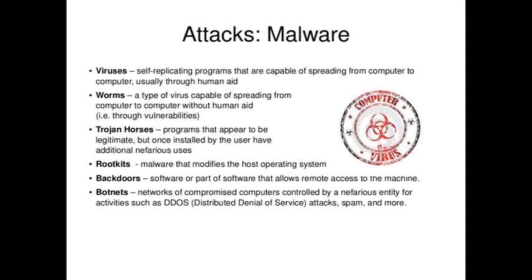When I say human aid, I mean usually this requires, say, me to take a disk from one computer and put it in another. Usually they aren't capable of jumping from one part of the network to another. Now, the next item on the list is actually a type of virus that is capable of doing that. It's called a worm. This is a type of virus that's capable of spreading from computer to computer without human aid. There's a couple ways this can happen.